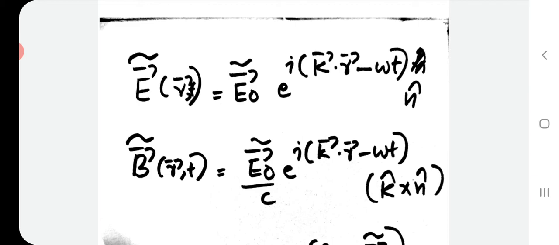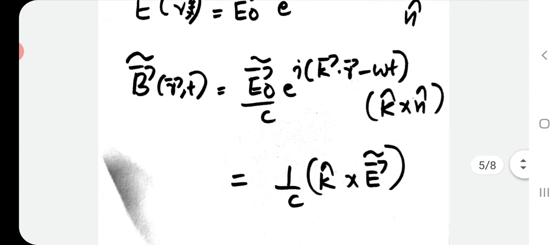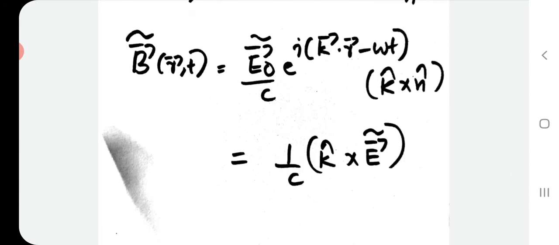Then the magnetic field will be B of r and t, equal to E0 by c exponential i (k dot r minus omega t) times k cross n. So that means the magnetic field will be perpendicular to both the electric field and the direction of propagation of the electromagnetic wave. And that is equal to 1 by c, k cross E.